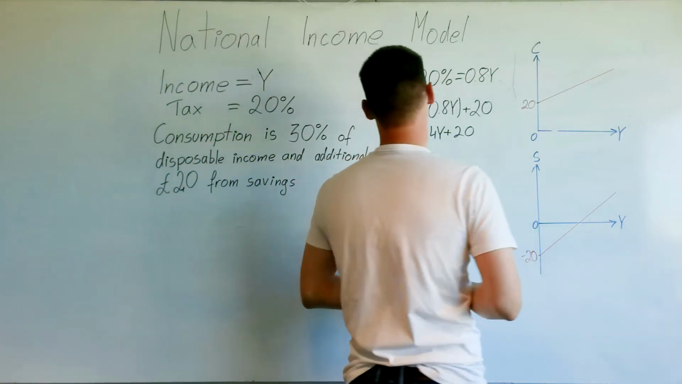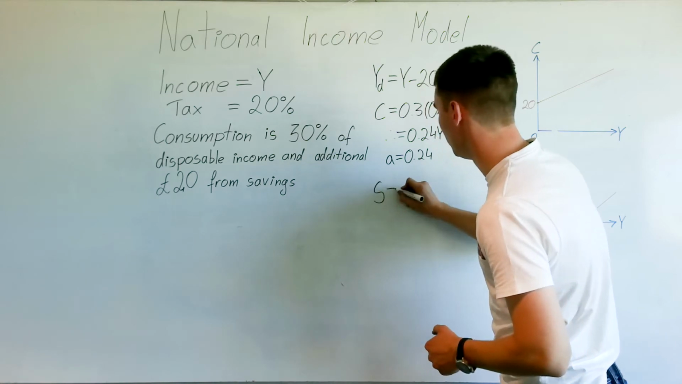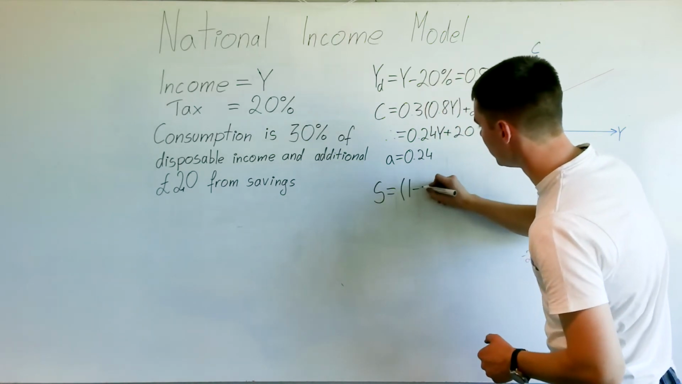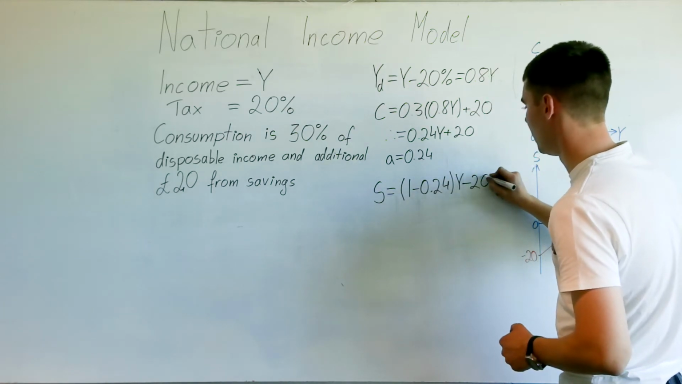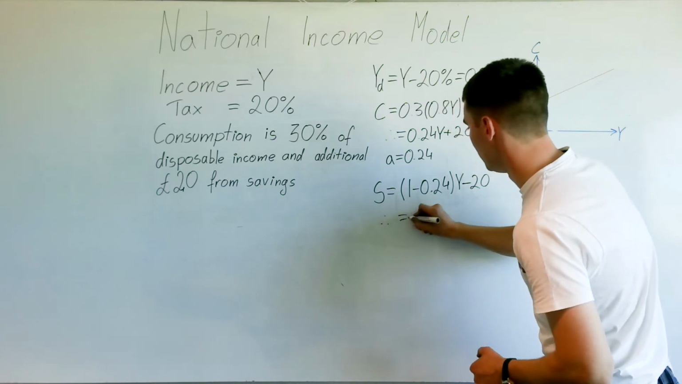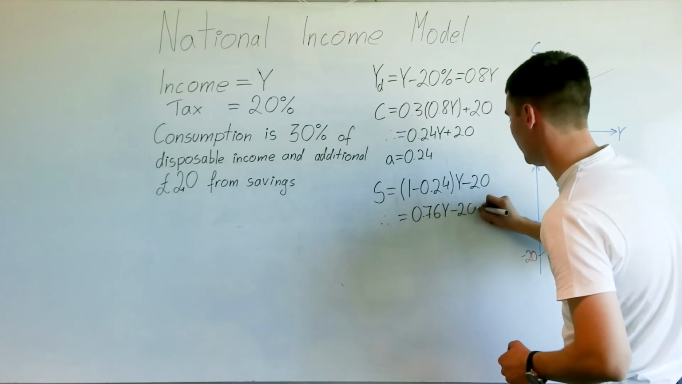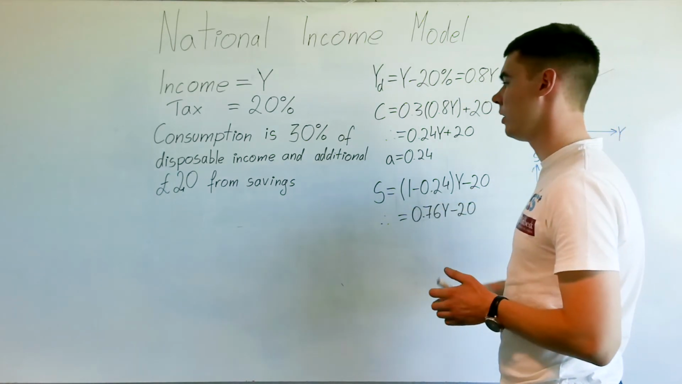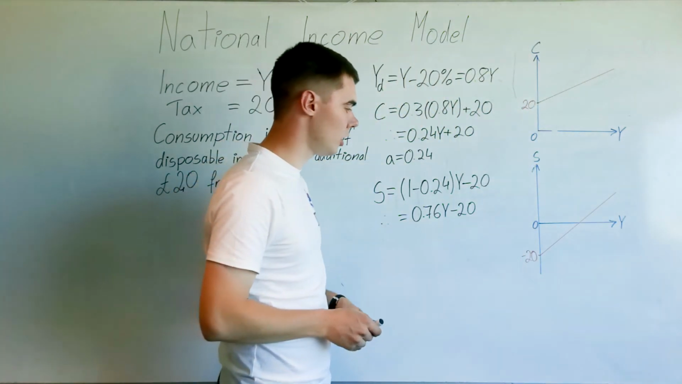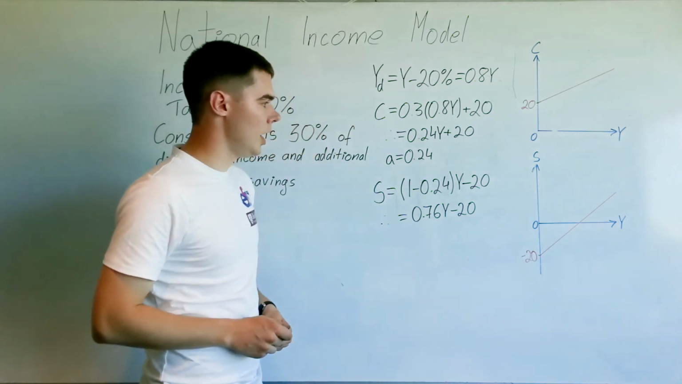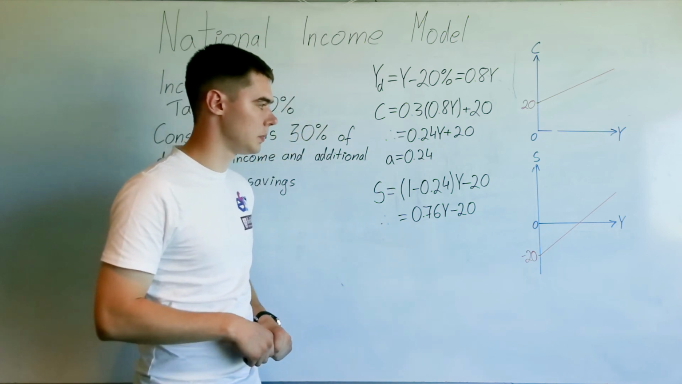Now with the consumption equation, we can find our savings, which would be equal to 1 minus 0.24 times Y minus 20, which is equal to 0.76Y minus 20. And as we found our savings, we can draw them on a graph, which would look like this. Our starting point would be minus 20, and the function would rise by a factor of 0.76.